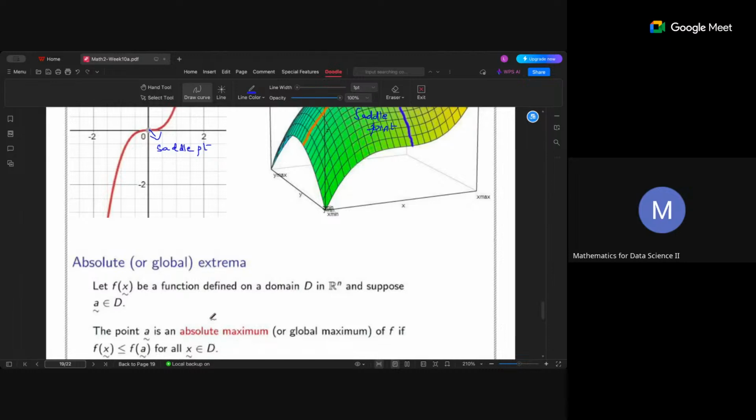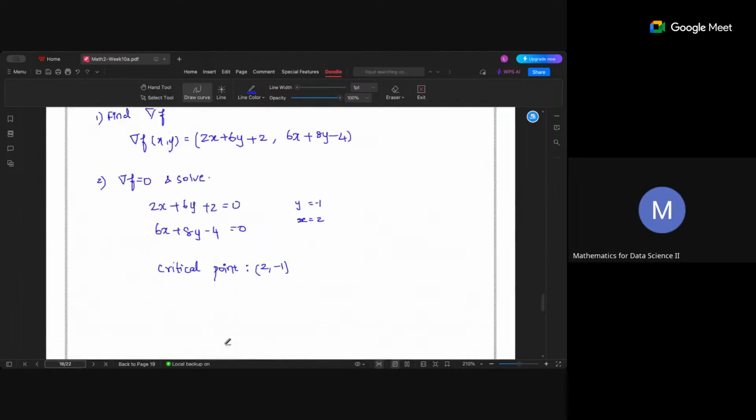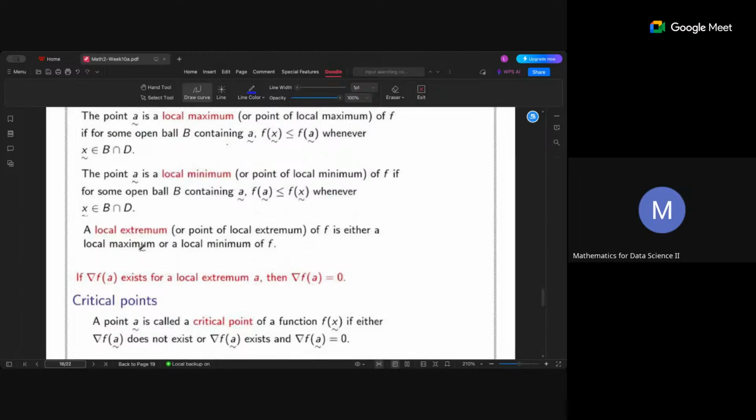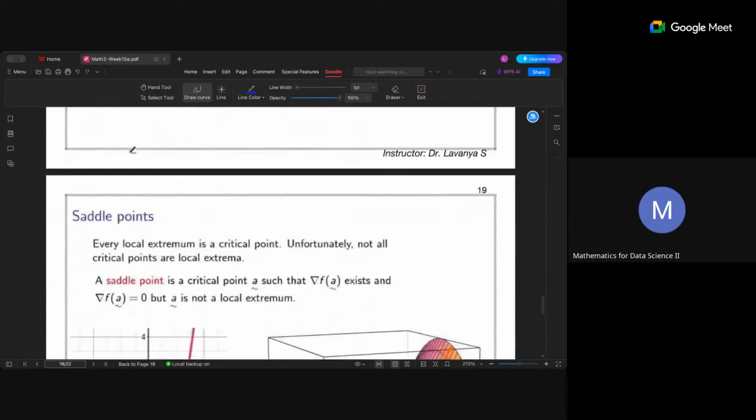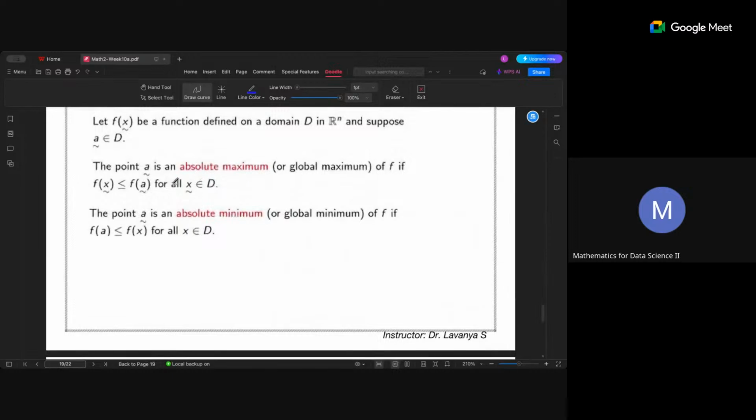What is the difference between local maximum and local minimum? Here you have for all x in the ball intersection D, the intersection of the open ball with the domain. Now here you see that you have x tilde from the whole domain.